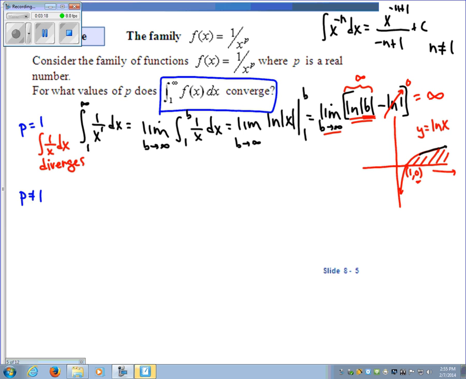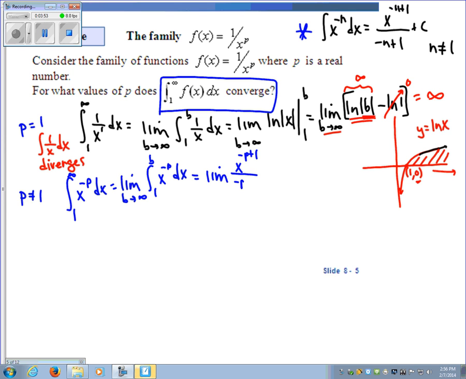Okay, so now let's look at p not 1. If p is not 1, I now have the integral of 1 over x to the p, which I'm going to rewrite as x to the minus p. And that, again, is just going to be the limit as b goes to infinity of the integral from 1 to b, x to the minus p. Okay, now using the power rule, since the p is not equal to 1, the power rule says that this integral will be x to the minus p plus 1 over minus p plus 1.